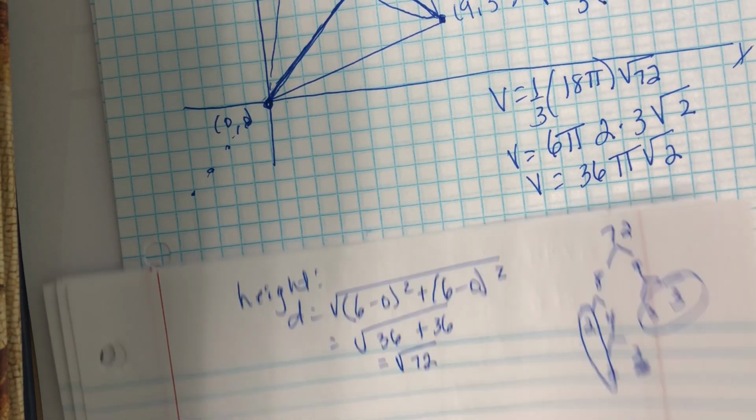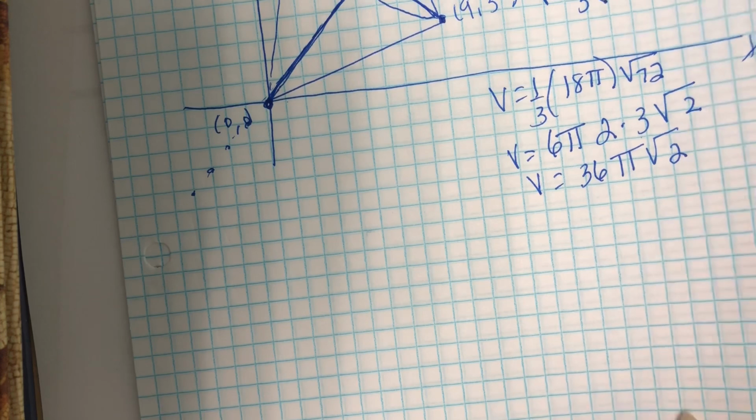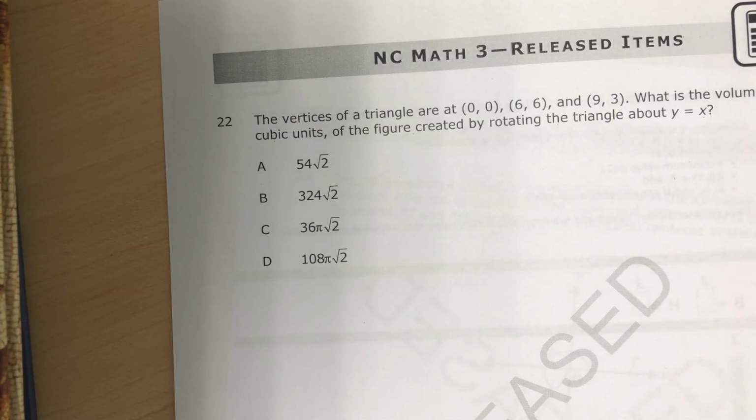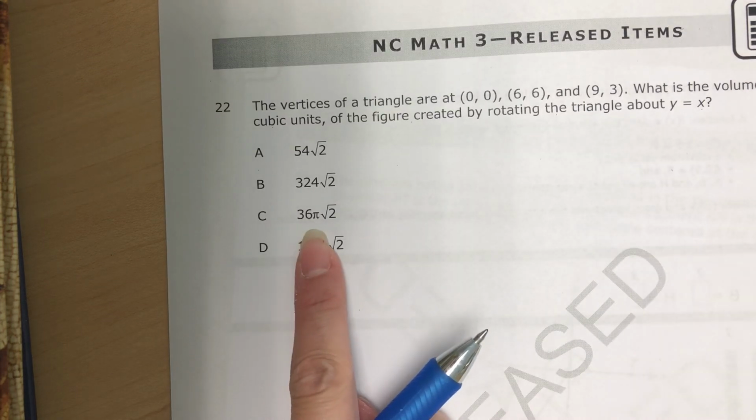All right, so let's see if we have that as a choice. 36 pi square root of 2. And there it is. It's letter C. So 36 pi square root of 2 is the answer to 22.